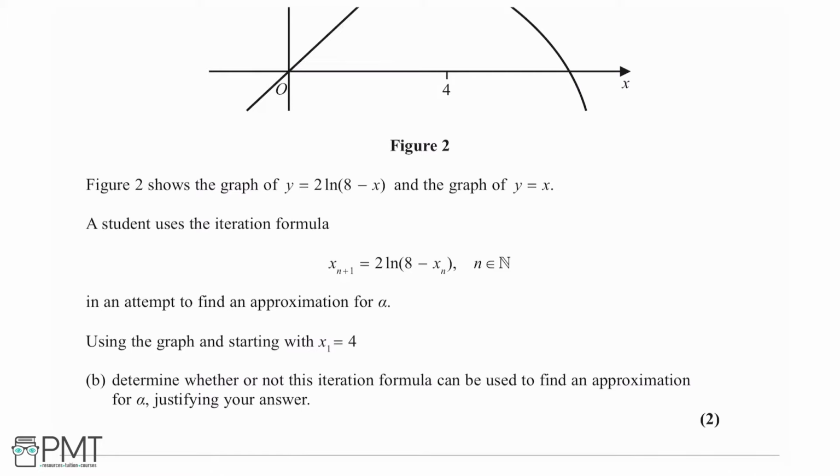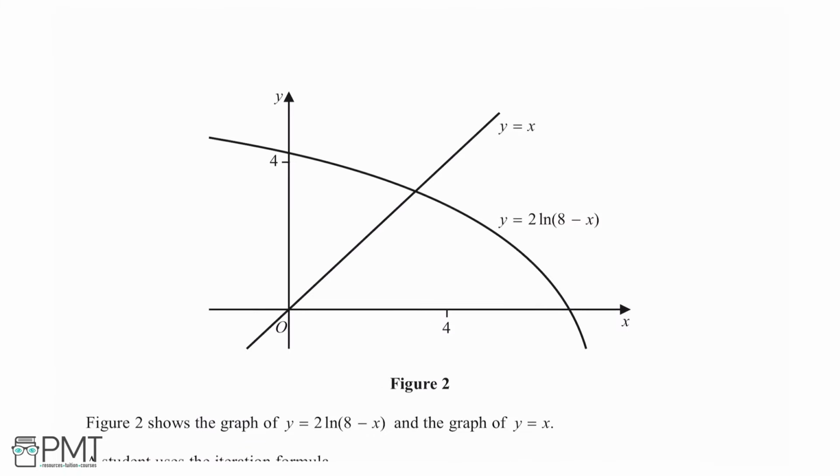Well, we are told we need to use the graph provided, and we're also told that the first x value is 4. Okay, and now we need to determine whether or not the iteration formula can be used to find an approximation for alpha, and we need to justify our answer. So because we need to use a graph, we can look at drawing either a staircase or a cobweb diagram. So a staircase diagram, remember, goes something along the lines of this, and a cobweb diagram sort of spirals in like this, like a cobweb does, okay?